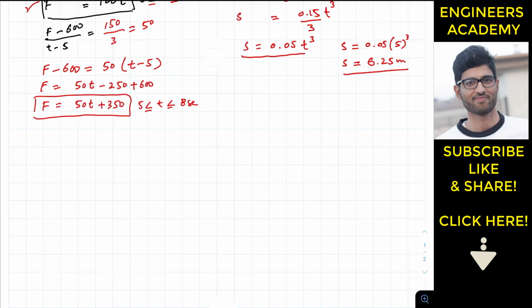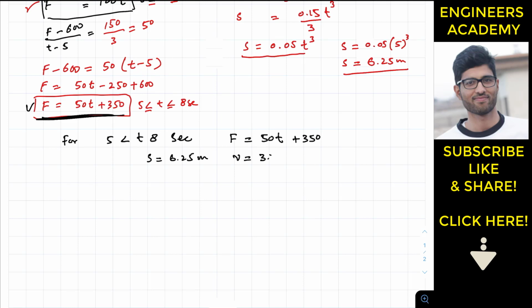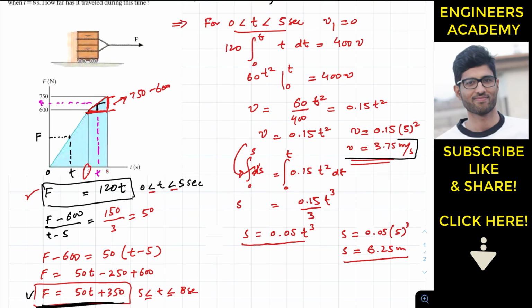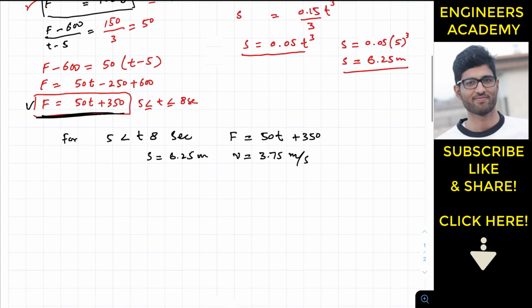For the second interval, when t is greater than 5 seconds and less than 8 seconds, we have f as a function of t in this equation. So let me write that f is equal to 50t plus 350, and when t is equal to 5 seconds, s is equal to 6.25 meters. We have just determined that, and the velocity is 3.75 meter per second.